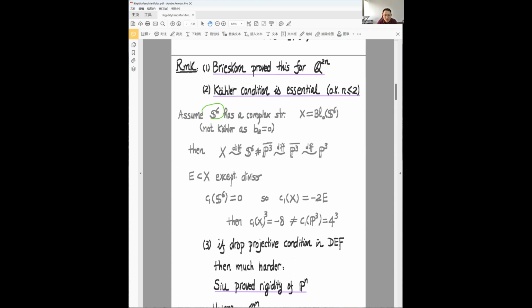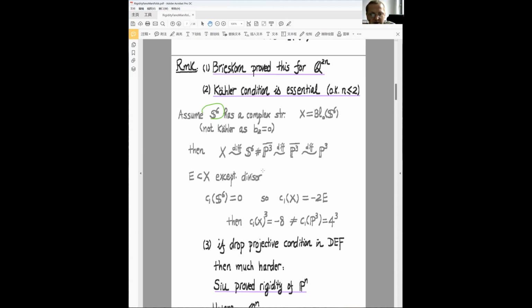But then you compute this C1 of this blow-up at one point. Then you find that this is different from this C1. I think this is 3. The intersection of this C1 Q. This means that this X is not isomorphic to this P3. So you're explaining that it's diffeomorphic to P3, but it's not isomorphic to P3.